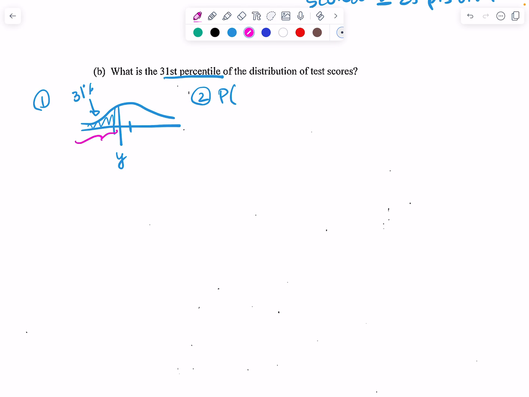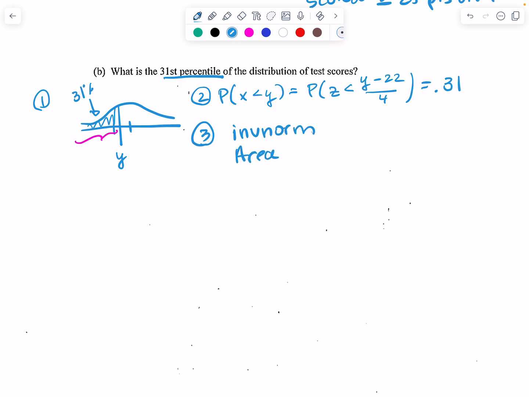My second step is to write my probability statement, and the probability statement, remember, my x is somewhere in this shaded area, so x is less than y, and the probability, let's go ahead and make this to z. Z is less than y minus, the mean is still 22, and the standard deviation is 4, so I've converted that to a z-score, and we do know that's 31%, so the whole statement. The next step is going to be, I'm going to do both ways for you. So if you do a calculator, it would be inverse norm. The area is always from the left, so that's 31%.